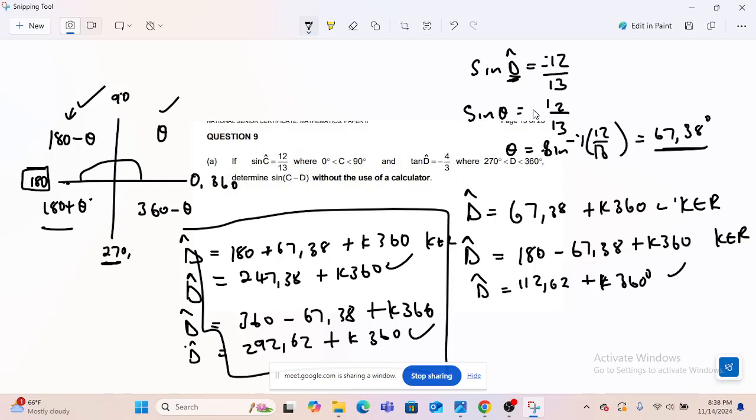Okay? Any question here? No questions. Right. So that means for the question where it says sine of C minus D, I take C, subtract D, and then from there I use the general solution on whatever number I get, whether it's positive or negative.